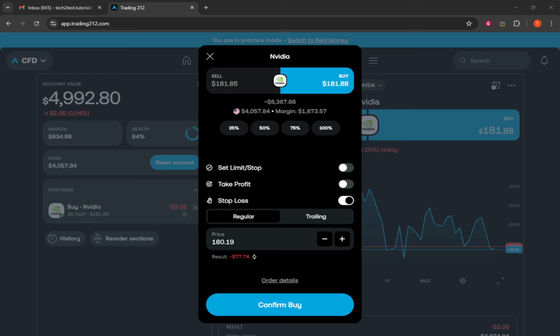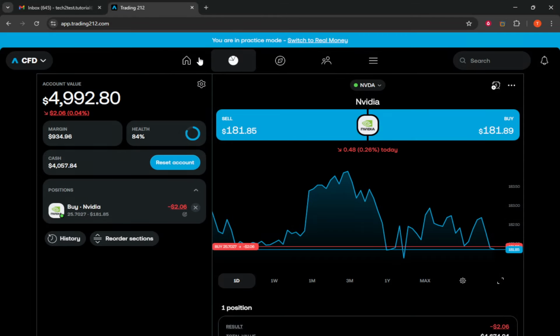In today's video, I'm going to teach you how to put stop loss in Trading 212. A stop loss is a safety net for your trades. It's an order that automatically closes your position if the market moves against you and reaches a price you choose, helping you limit potential losses without constantly watching the screen.